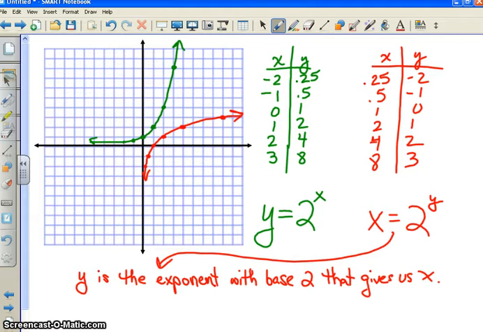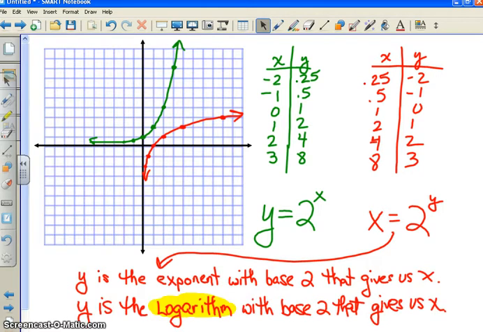Take a look at this equation and see if it matches up with the sentence. Y is the exponent with base 2 that gives us x. Hopefully you agree with that. Now I'm going to replace one word of this sentence with a synonym, so I'm not going to change the meaning of the sentence. I'm going to replace the word exponent with a brand new vocabulary word, its synonym, logarithm. Y is the logarithm with base 2 that gives us x. A lot of times we abbreviate logarithm and just say log.